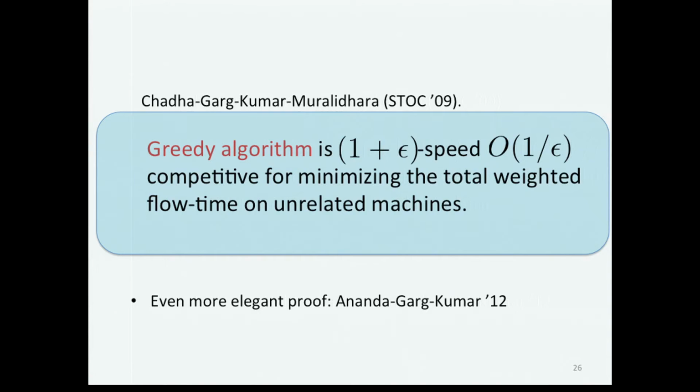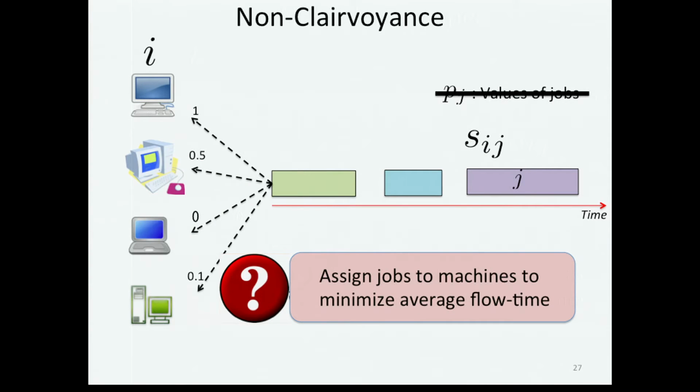Okay. And they show that this algorithm, what I call a greedy algorithm, is 1 plus epsilon speed, 1 over epsilon competitive for minimizing total weighted flow time. So initially, they gave a very nice potential function argument. And in the SODA 12 paper, they even give a more sophisticated dual fitting argument. And both of them are extremely nice, and I highly recommend reading them. Okay? But one, I wouldn't say a drawback, but the limitation of this algorithm is that it crucially depends on knowing the values of the p_j.